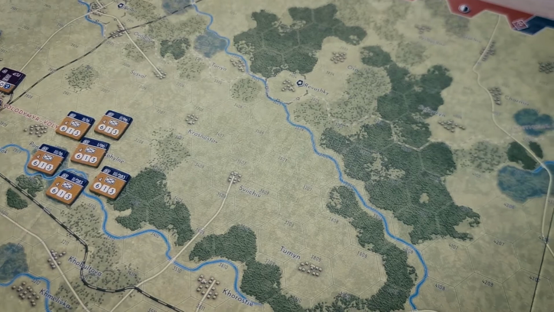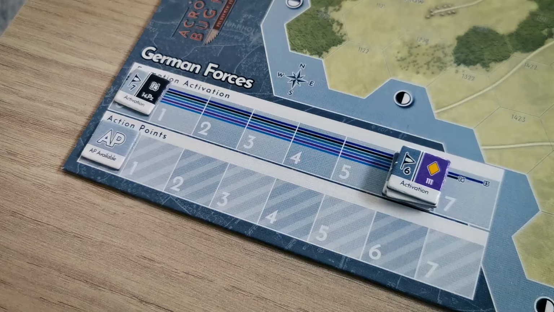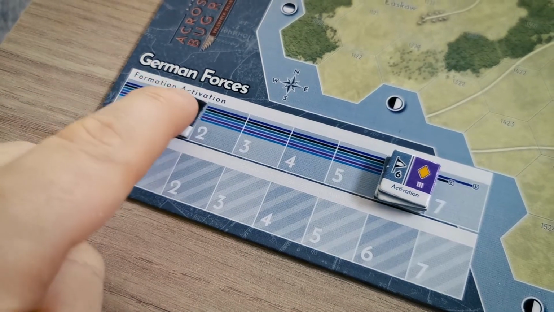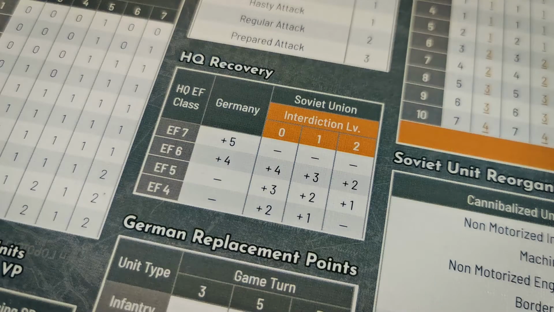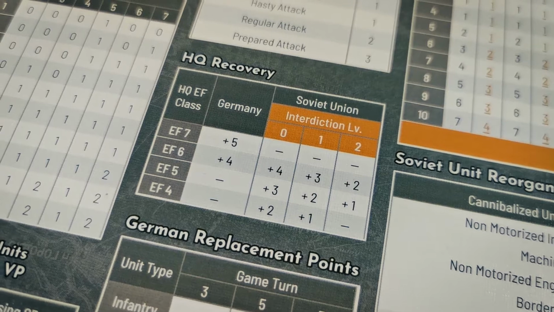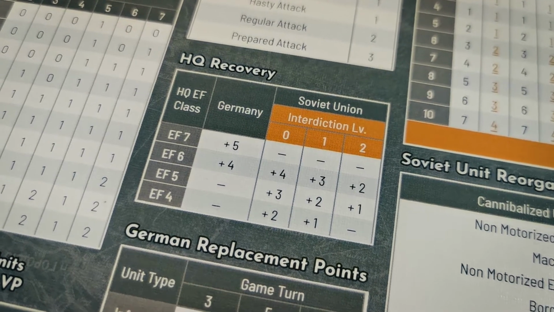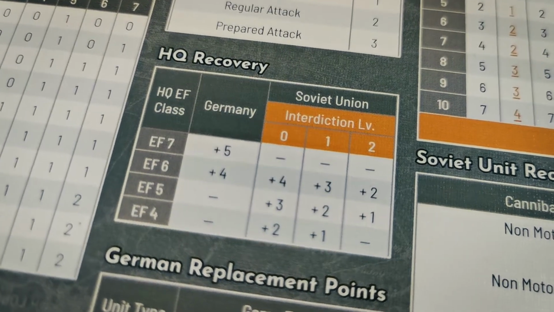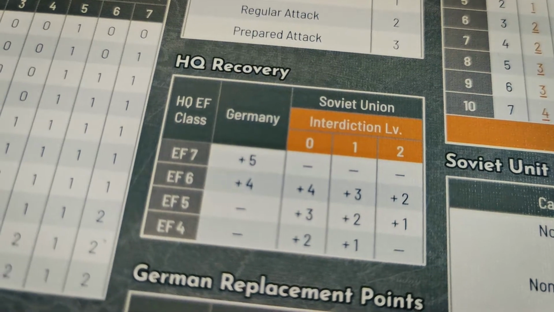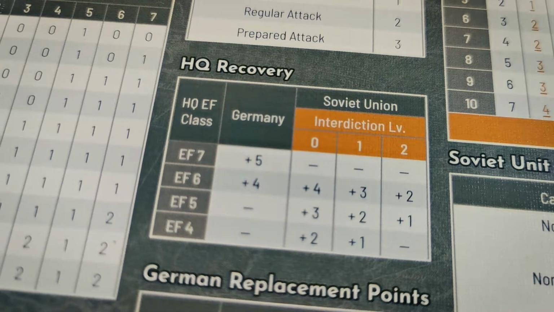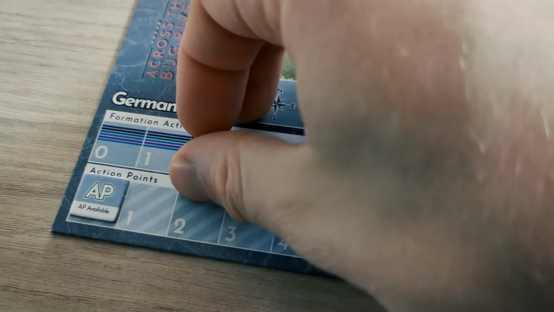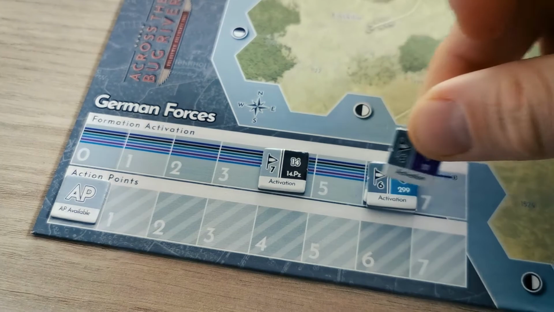Now it is time to recover our formations. We start with the formations of the Wehrmacht. The formation activation marker is increased by the value shown on the table. Again, please note the supply rules. Formations whose HQ is out of supply and which have already used up their emergency supply cannot perform an HQ recovery. With an efficiency of 6, for example, the marker goes up 4 spaces, but it never rises above its original value.